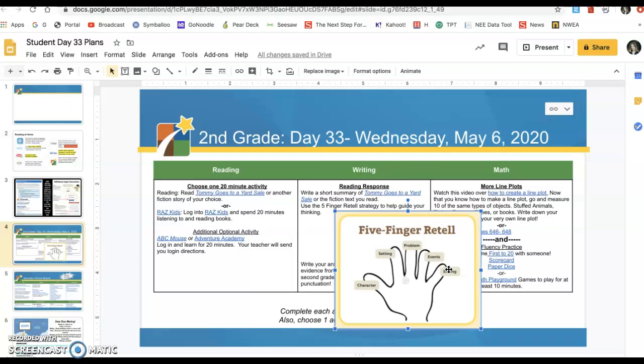Nice job. And now add your middle finger. You're holding up 3 fingers right now. And you are thinking through what is the problem in your story. What does the main character have to encounter or run into that doesn't go quite right? Think about that for about 10 seconds and say it out loud.